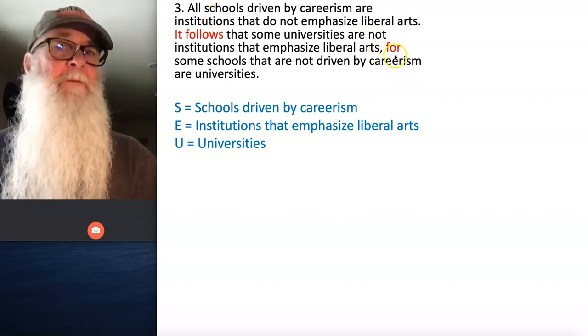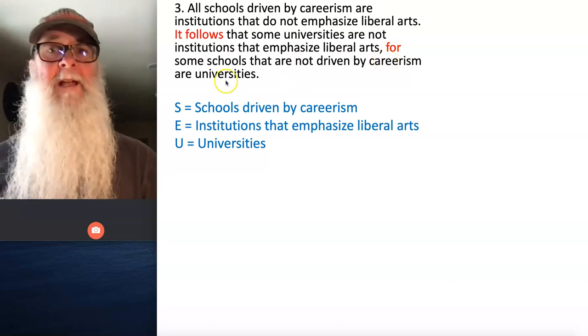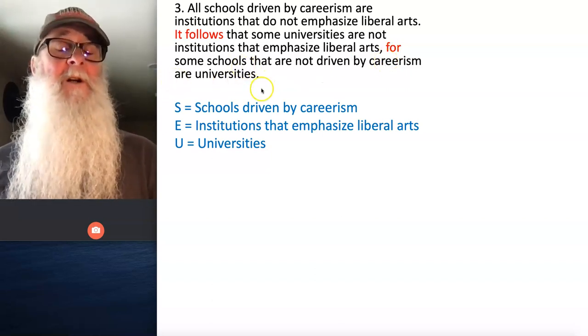We also see the word "for" here, and "for" is a premise indicator. It's essentially saying "for the reason that." And so the sentence that follows the word "for" is our other premise.